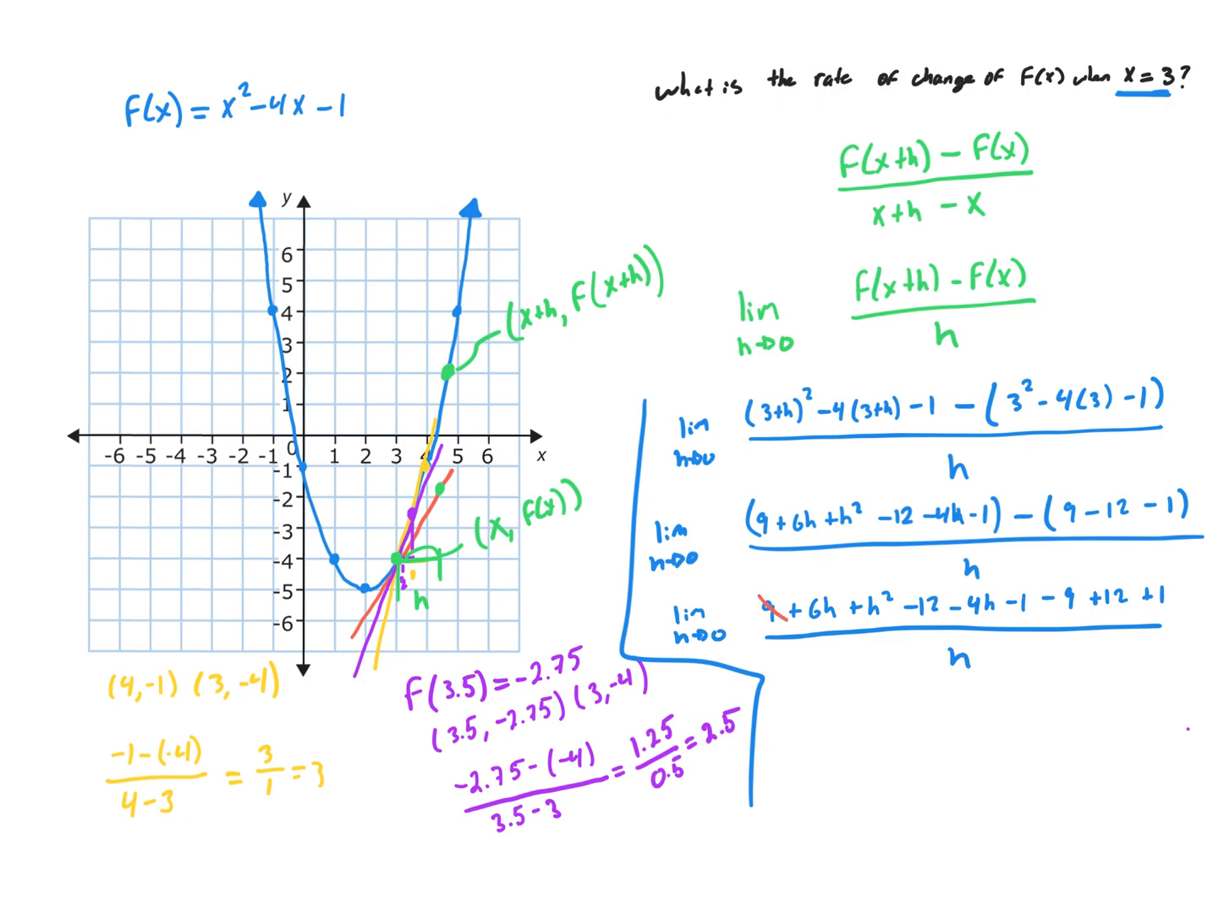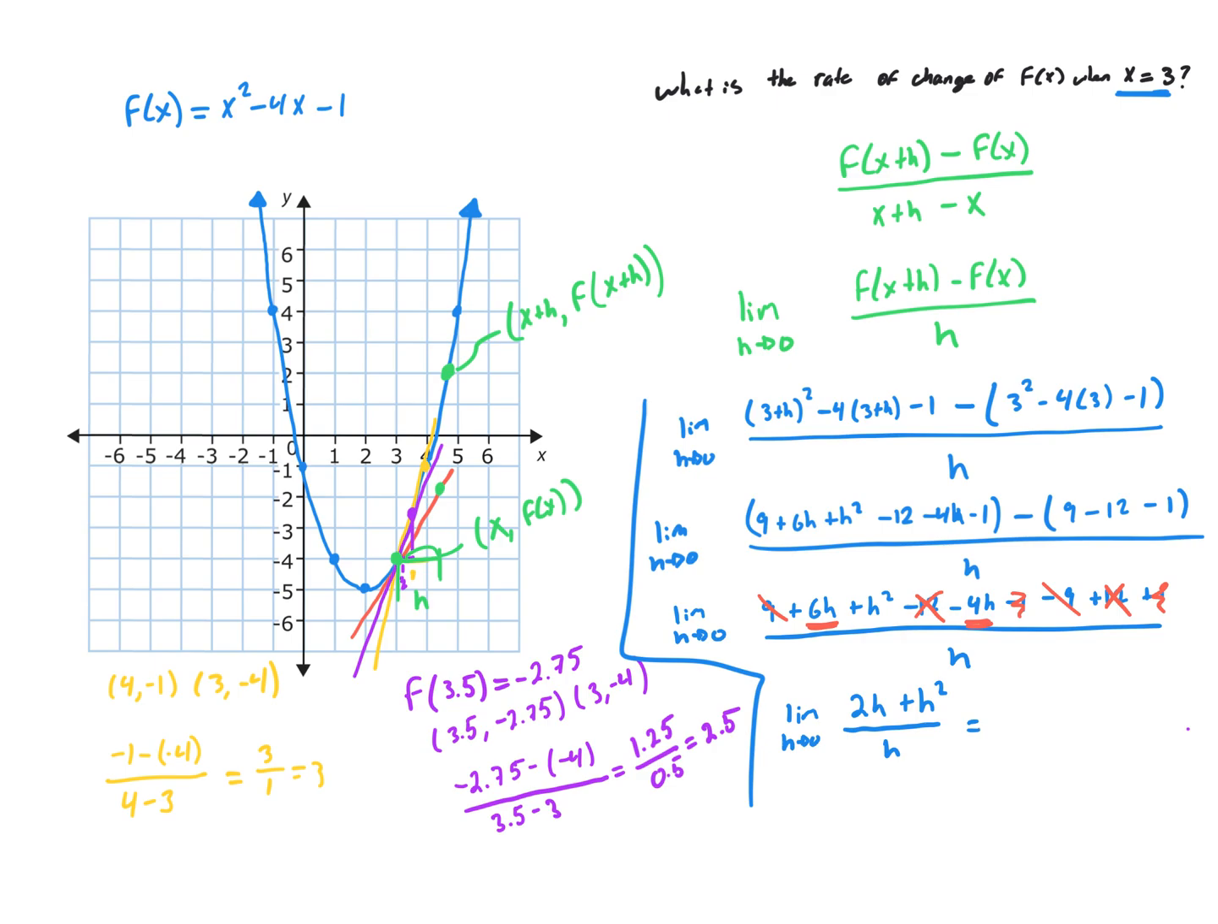Now let's find some things that reduce. I have a 9 and a negative 9. Those go to 0. I have a negative 12 and a plus 12. I have a negative 1 and a plus 1. Now let's find some things that combine together. I have that 6h and the negative 4h. So my next line would look like this. The limit as h approaches 0 of 2h, because 6 minus 4 is 2, plus an h squared, all over h.